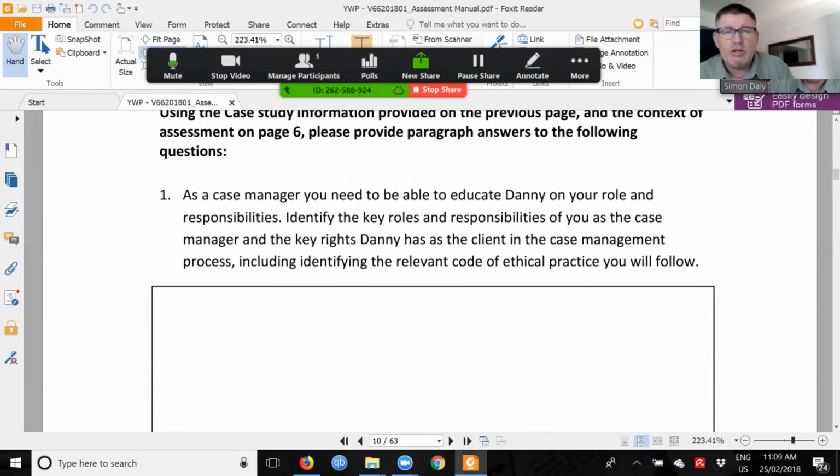As a case manager, you need to be able to educate Danny on your roles and responsibilities. Identify the key roles and responsibilities of you as a case manager and the key rights Danny has as a client in the case management process, including identifying the relevant code of ethical practice you will follow. Now, on your course in weeks 2 and 3, you will find all the details you need to answer this question.